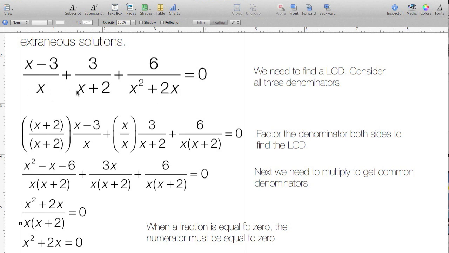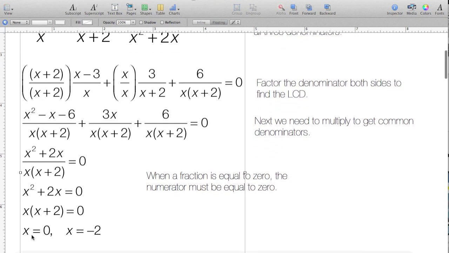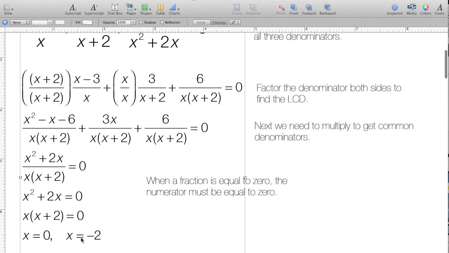Whatever the domain is for these two, it's going to be the same for the last fraction. That means I can't plug 0 in. If I plug in 0, I'm going to get x minus 3 would be negative 3 over 0. Not possible. If I plug in negative 2 in this problem, it's going to make this part go to 0. It doesn't matter which fraction becomes 0 in the denominator. If it happens at all, it's no solution, or that particular answer is extraneous. In this case, 0 and negative 2 happen to both be extraneous.